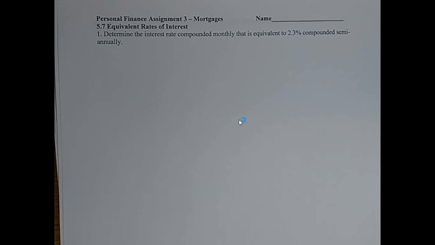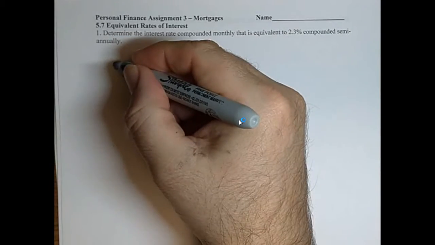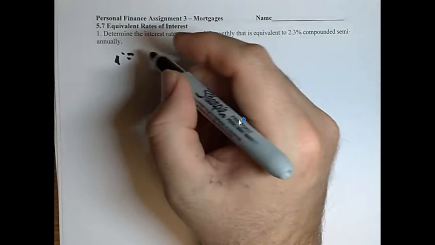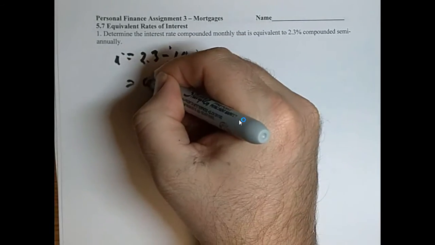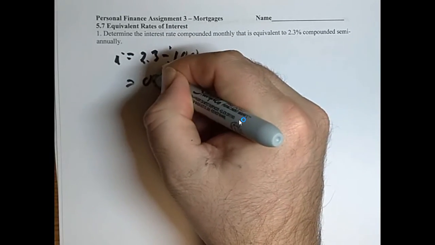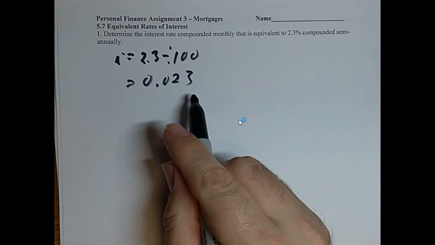We're going to look at equivalent rates of interest first. So we're going to start off by doing this example. Determine the interest rate compounded monthly that is equivalent to 2.3% compounded semi-annually. First, I'm going to take the interest that's there, 2.3, and divide it by 100, and I'm going to get 0.023. That's semi-annual, and we want a monthly interest rate.